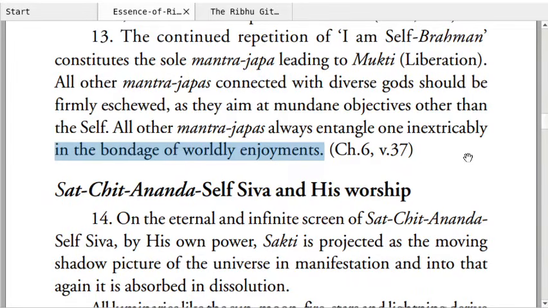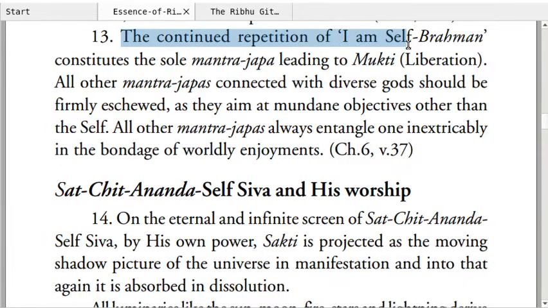I am the witness of all the mantras. I am the witness of all gods and goddesses. This is my nature. And I am liberated already. Why would I even want liberation when I am already liberated? So he is saying, well, repeat that I am the self-Brahman. If you're so fond of repeating things, repeat this.